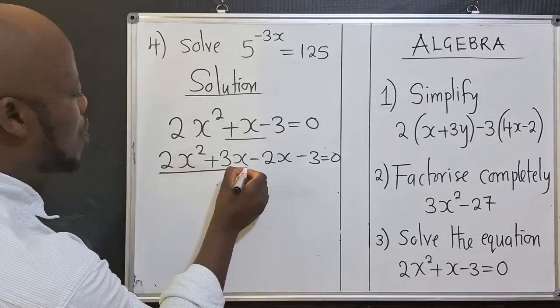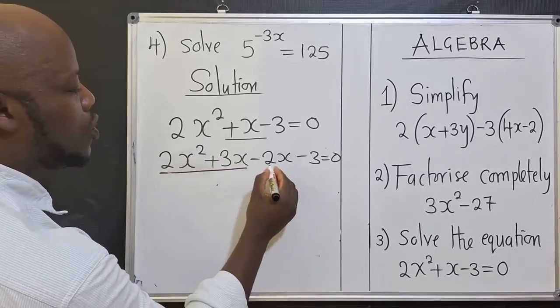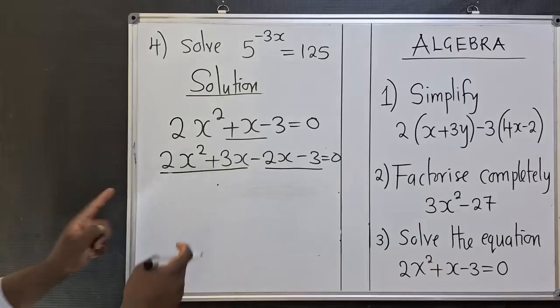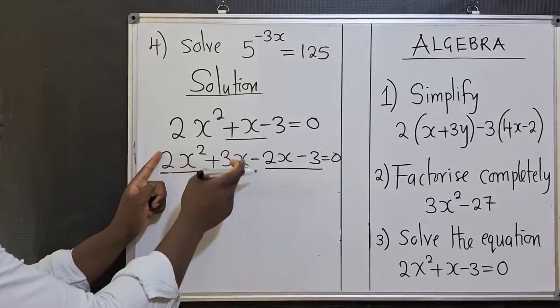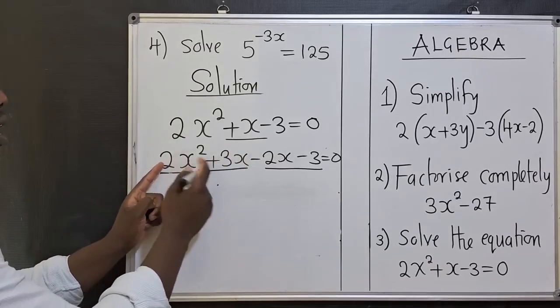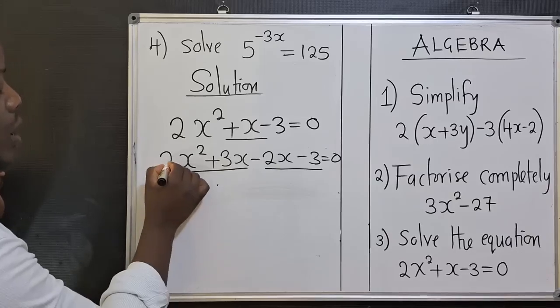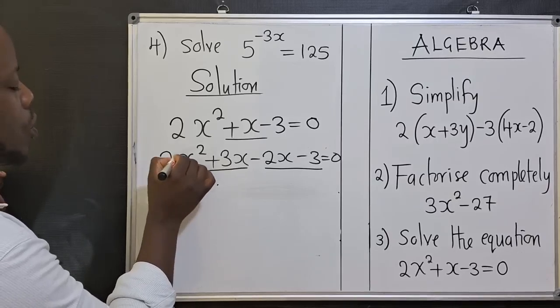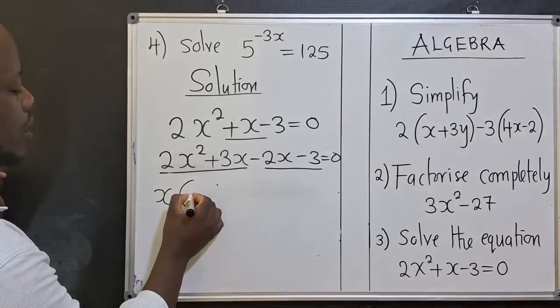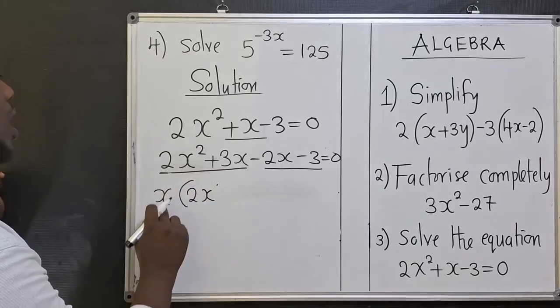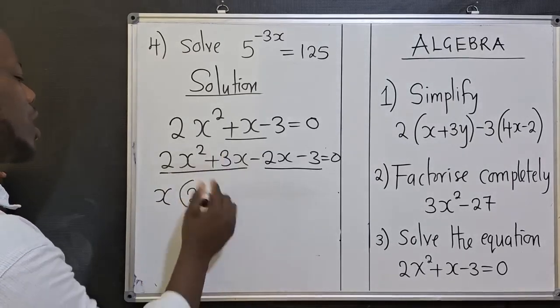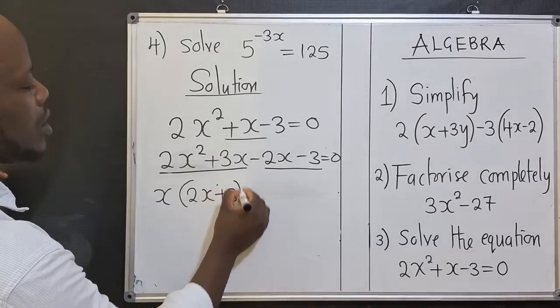So these two are grouped together, and these two are also grouped together. So we now look at this. What is it that is common here? It's x. So write x outside. x into x is 2x power 2. That is a 2x. And then x into 3x. That is just a 3.